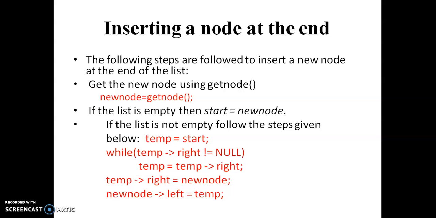Inserting a node at the ending. Here also we'll get the new node from the getnode function, and we'll take the starting node address into a temp variable, because we should not modify the start node. Only at the time of inserting at the beginning will we modify the start node pointer. Otherwise, we take the address of the start node into another variable and use that to move through the next nodes.